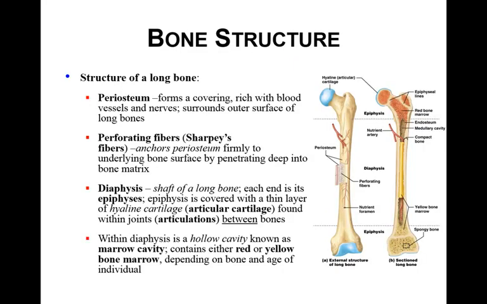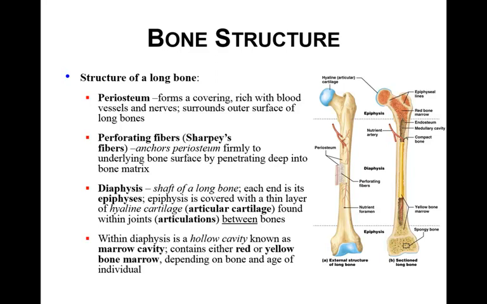Okay, so let's look at the structure of a long bone. We start off by looking at the periosteum. This is basically the outer covering. It surrounds the outer surface of the long bone, and it's very rich with blood vessels as well as nerves. Now, the perforating fibers, or the Sharpey's fibers, are underneath that. They anchor the periosteum firmly to the bone surface underneath that by penetrating pretty deep down into that bone matrix.